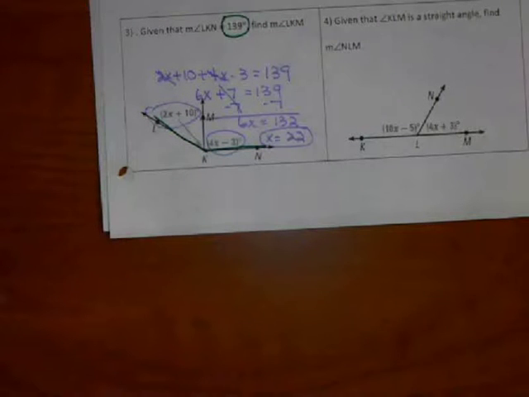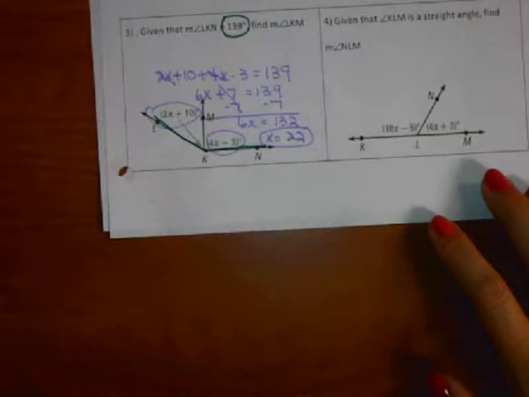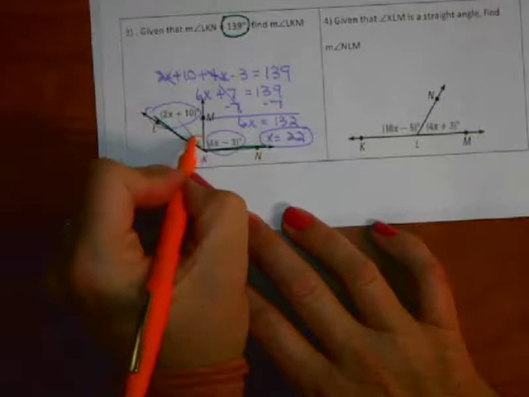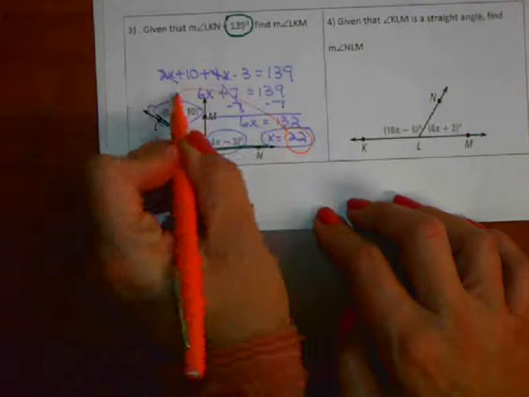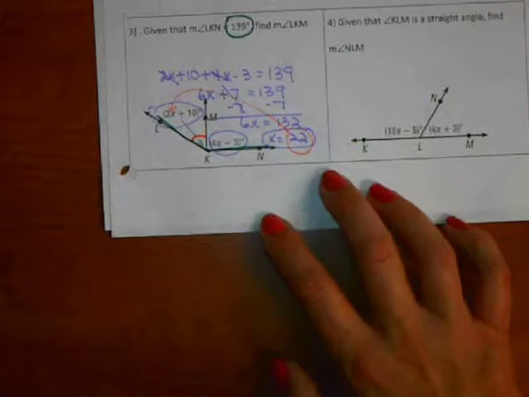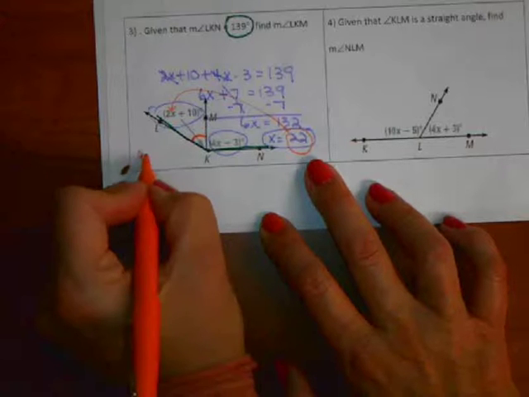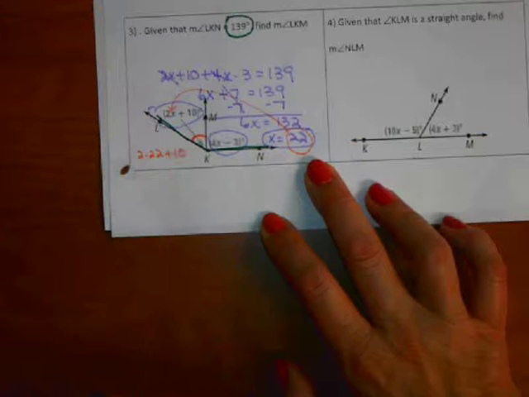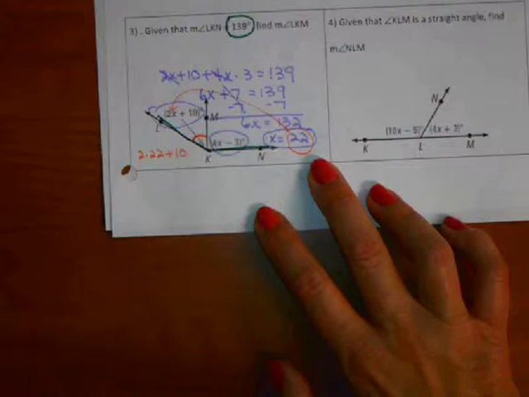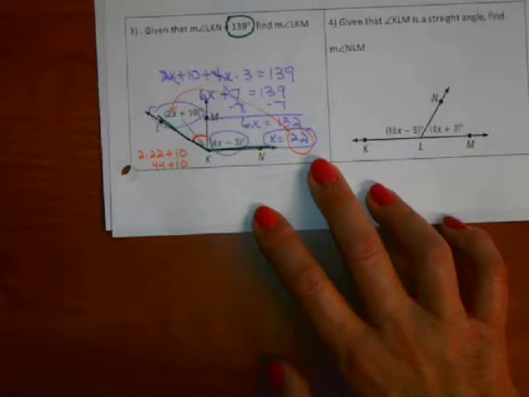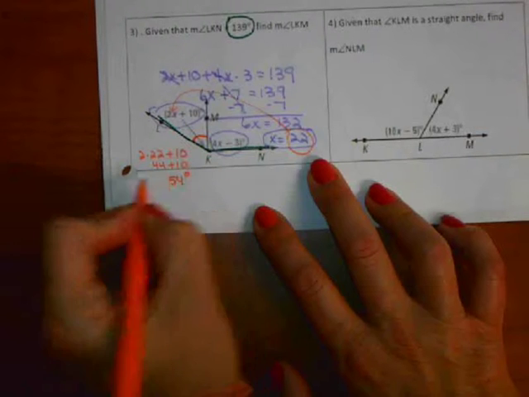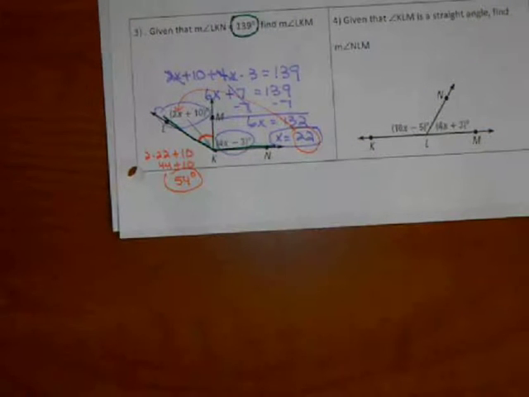And I'm done. Am I done? No, I have not answered the question. It says find LKM. Okay, let's find out. We need to know what this angle is right here. LKM. So I have to take 22 and plug it in for x. So I have 2 times 22 plus 10. 44 plus 10. 54 degrees is my answer. Doable?